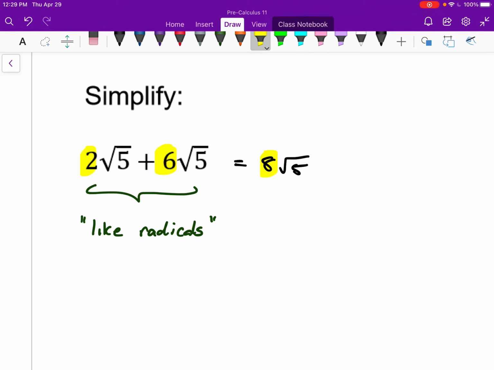A common mistake is we go, well, root 5 plus root 5 is root 10. And that is wrong, but I'm going to write it down. So it's not the same as 8 root 10. Again, quite simply, we have 2 of these root 5s over here. We have 6 more of these root 5s. Put it all together, we have 8 of these root 5s. But the radical shouldn't change. But it is a pretty common mistake, so I do recommend writing down what I put in red there.